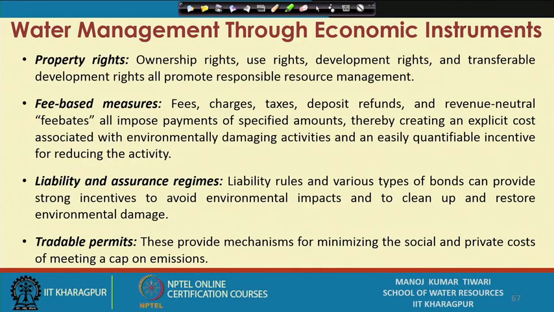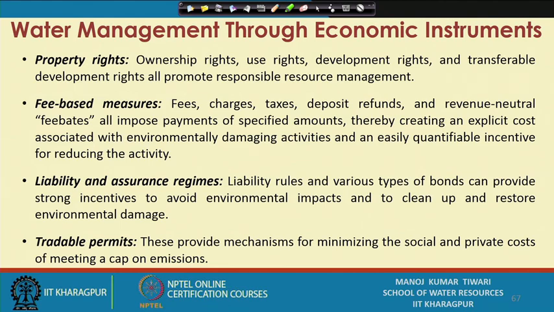Now, there are various economic instruments through which water can be managed. There are property rights, then fee-based measures, where we can put fees, charges, taxes, deposit, refund, all these things. Then there are liability and assurance. When somebody owns a water body, or is given a responsibility, what are their liability rules, and what are the various types of bonds that can provide a strong incentive to avoid environmental impacts and clean up the resource. And then tradable permits, which provide a mechanism for minimizing the social and private cost of meeting a cap on the various types of emission.